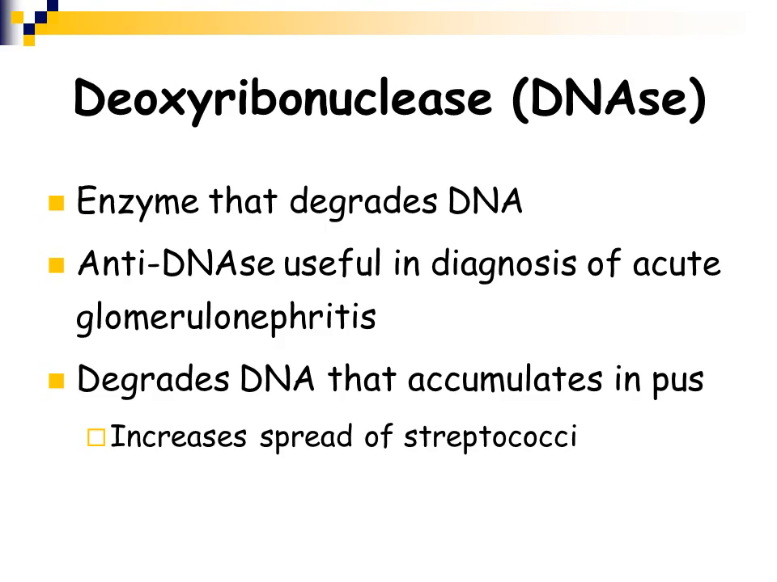Deoxyribonuclease, or DNase, is an enzyme that degrades DNA. You can use anti-DNase to diagnose acute glomerulonephritis in patients that are infected with the group A Streptococci. DNases degrade DNA that might accumulate in pus as well, and that might increase the spread of Streptococci from one localized area to other areas.